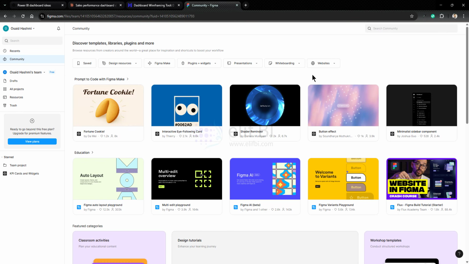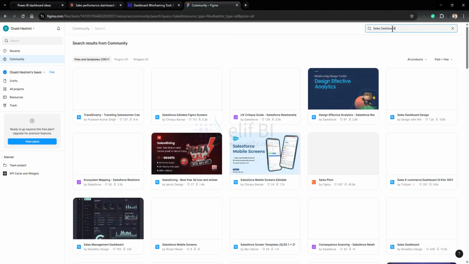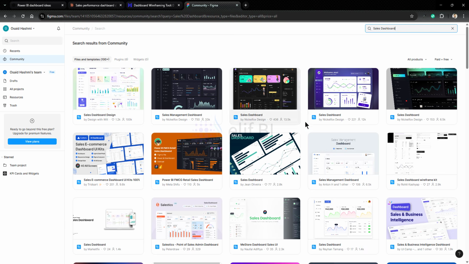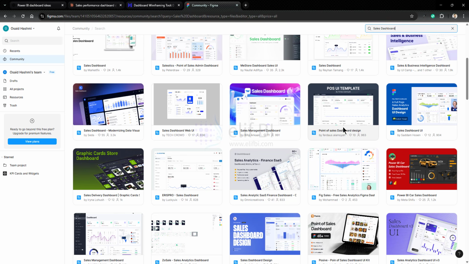Here, what we are doing is, once we have logged in, we will go and search in the community. So let's say we are working on a sales dashboard. So, sales dashboard. And once we type it, we would see plenty of dashboards here that we can basically use and reuse.